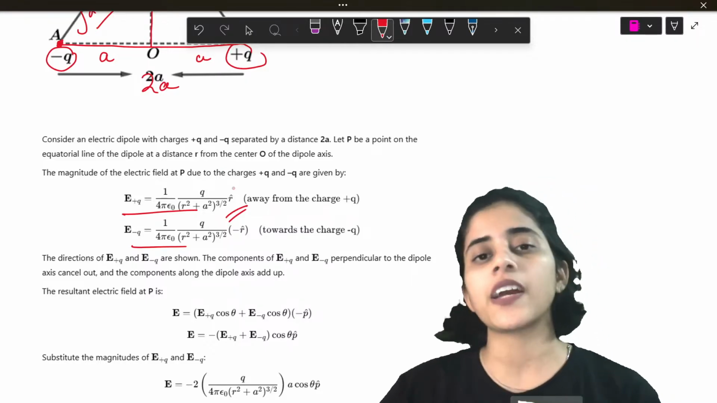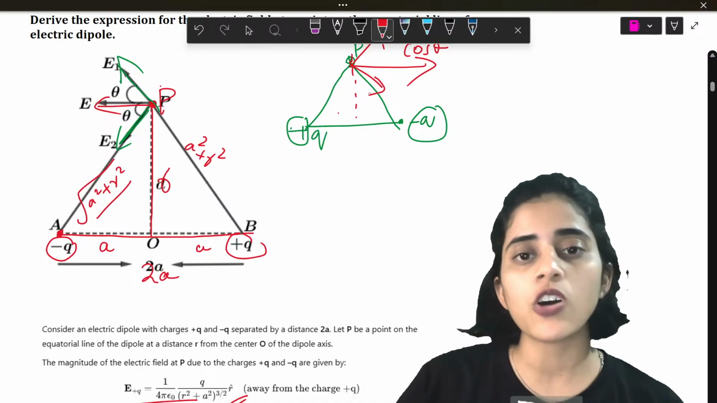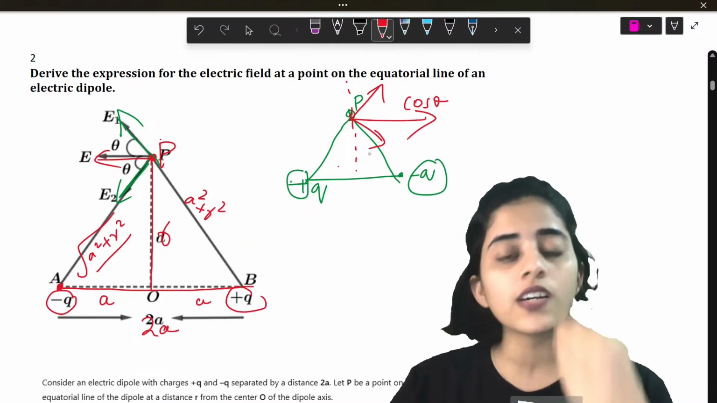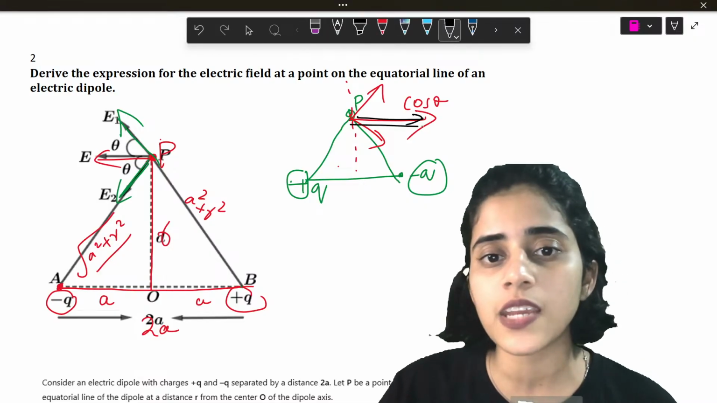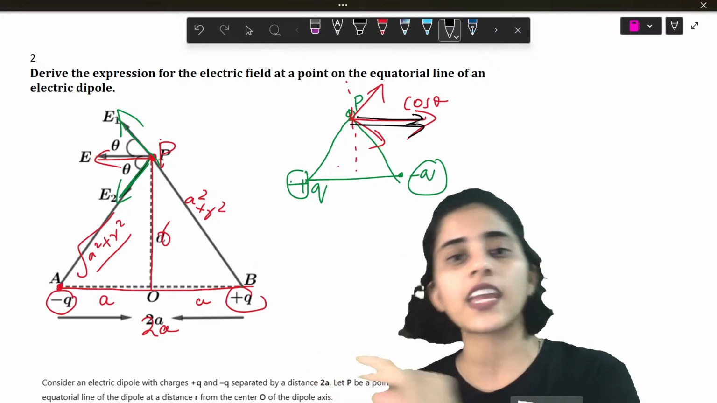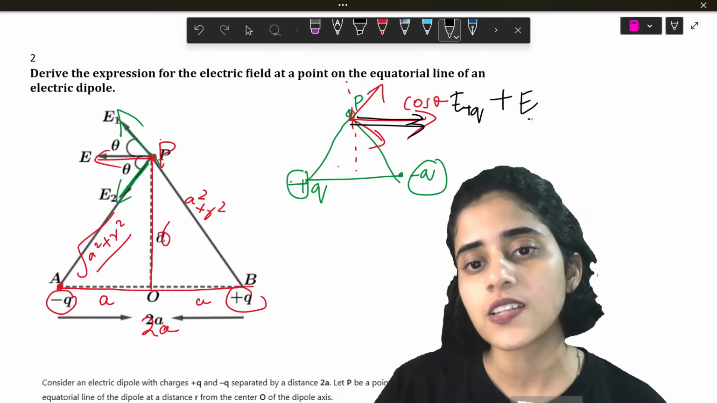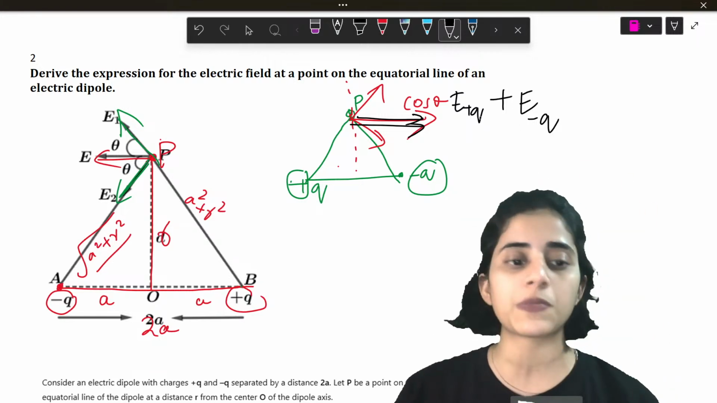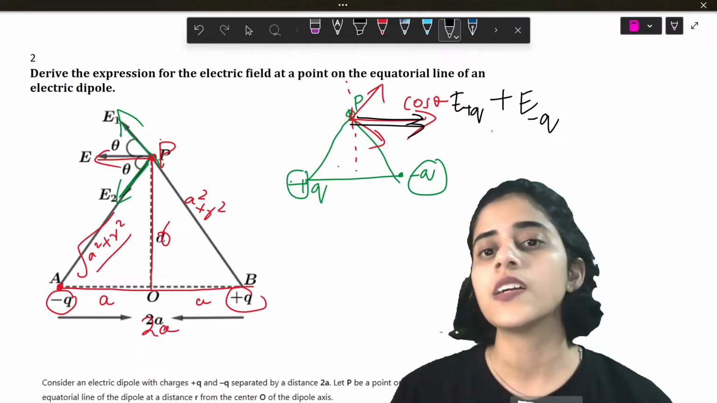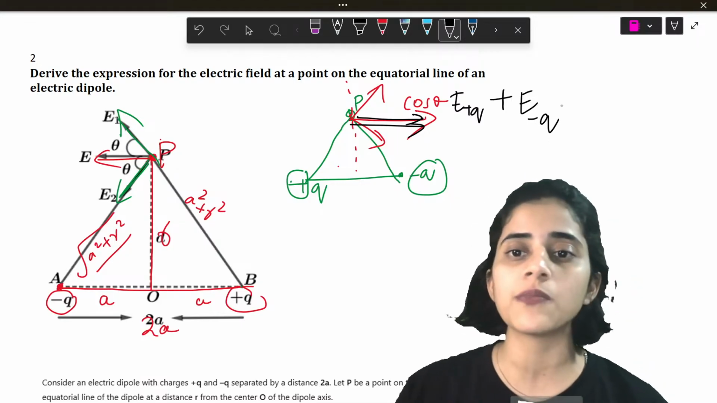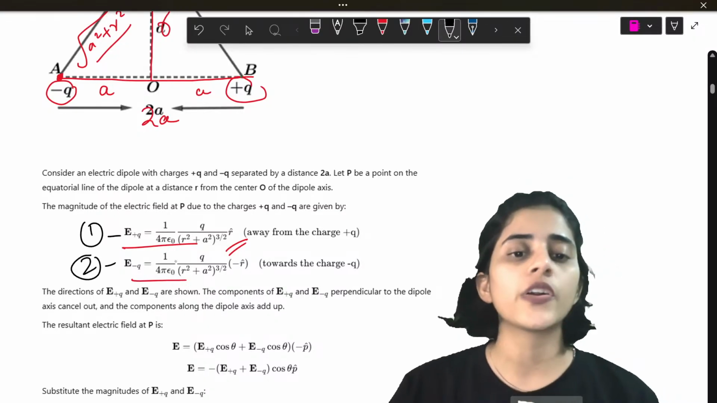Because they are in the same direction, you should add them. See here, both the components have cos theta terms and both the cos theta terms are in the same direction. So if the field lines are in the same direction, you have to add them. So here what you do is E plus Q plus E minus Q. In the previous case, you subtracted because the field lines were in opposite direction. So for plus Q, you add them. You add equation 1 and equation 2.